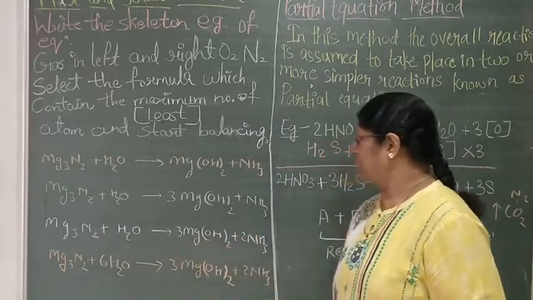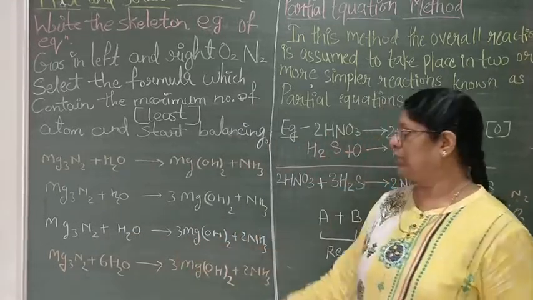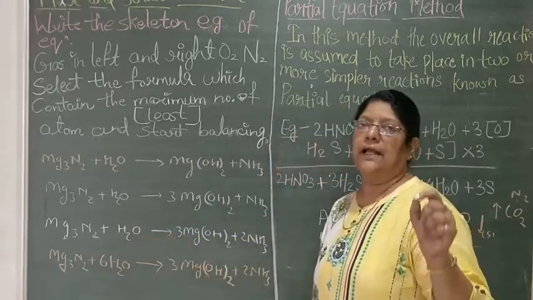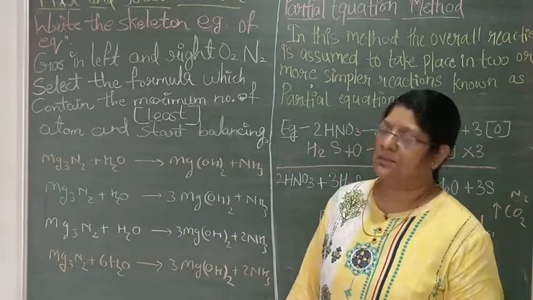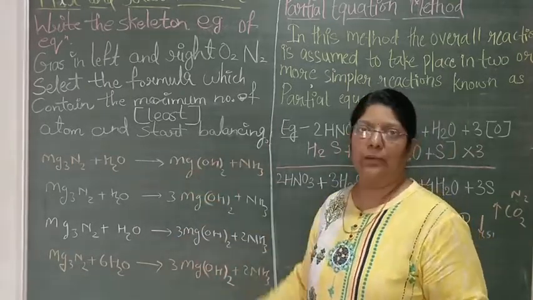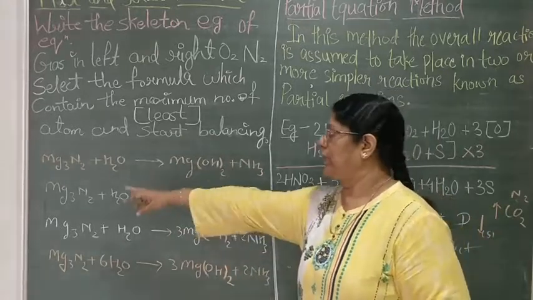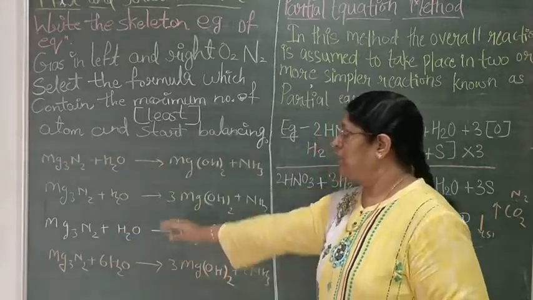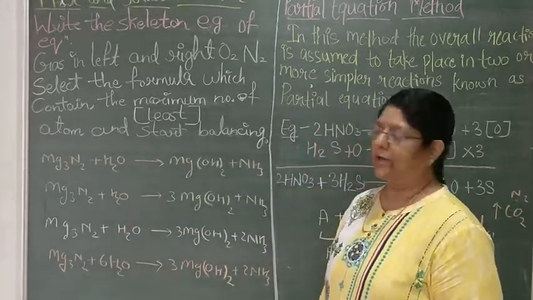Now magnesium is balanced, nitrogen is balanced. What is remaining? Hydrogen and oxygen. Always balance hydrogen and oxygen last. First you try to balance the metal. Then after the metal, try to balance non-metals or gases. So earlier we balanced the metal, that is magnesium. Then we balanced nitrogen. Now we are balancing oxygen and hydrogen.